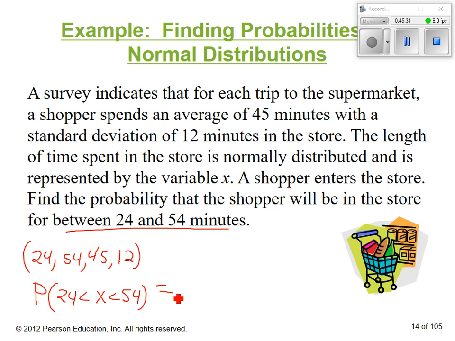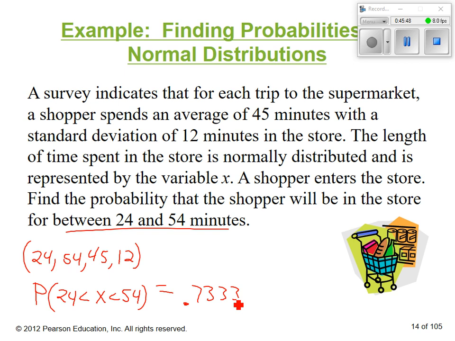What did it come out to be? 0.7333. Anybody else get that? I got it. So about 73% of the time, the shoppers are spending between 24 and 54 minutes in the store.